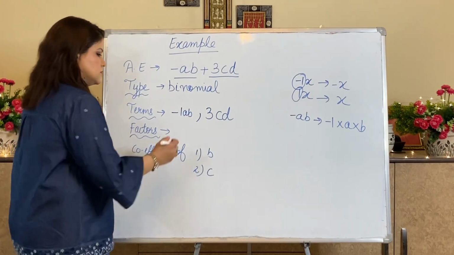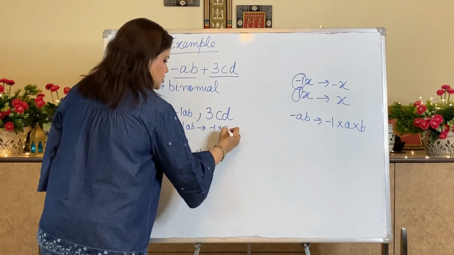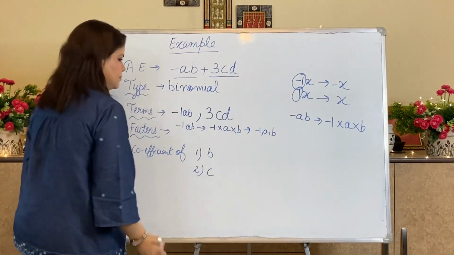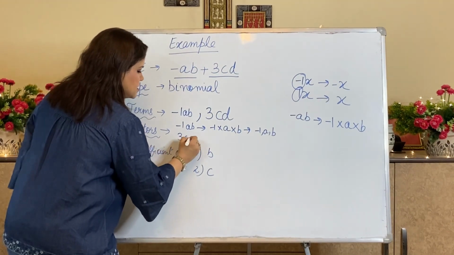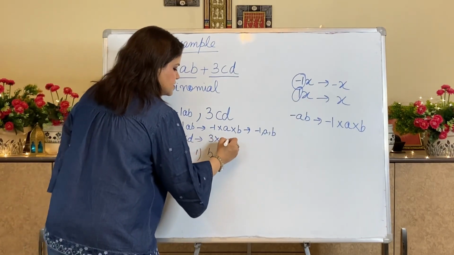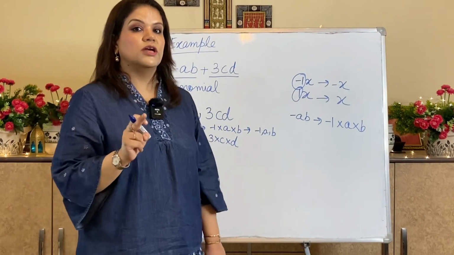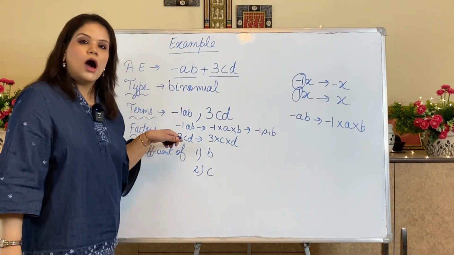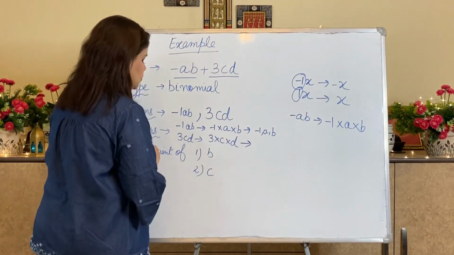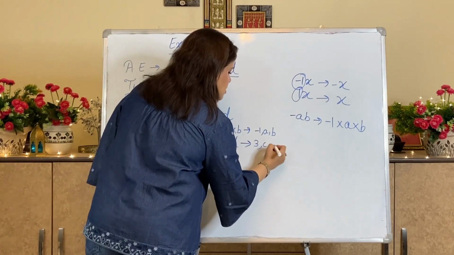What are the factors? Now minus 1AB has minus 1 into A into B. So the factors are minus 1, A comma B. Next one is 3CD. What are the factors of 3CD? Here 3 is multiplying with C and D. This I had told you in the factors and multiples chapter. In one of my videos I have already explained to you how to factorize and what the factors are. And in one of the algebra videos also I have explained to you. 3CD will be 3 into C into D. So what are the factors? 3, C, D.